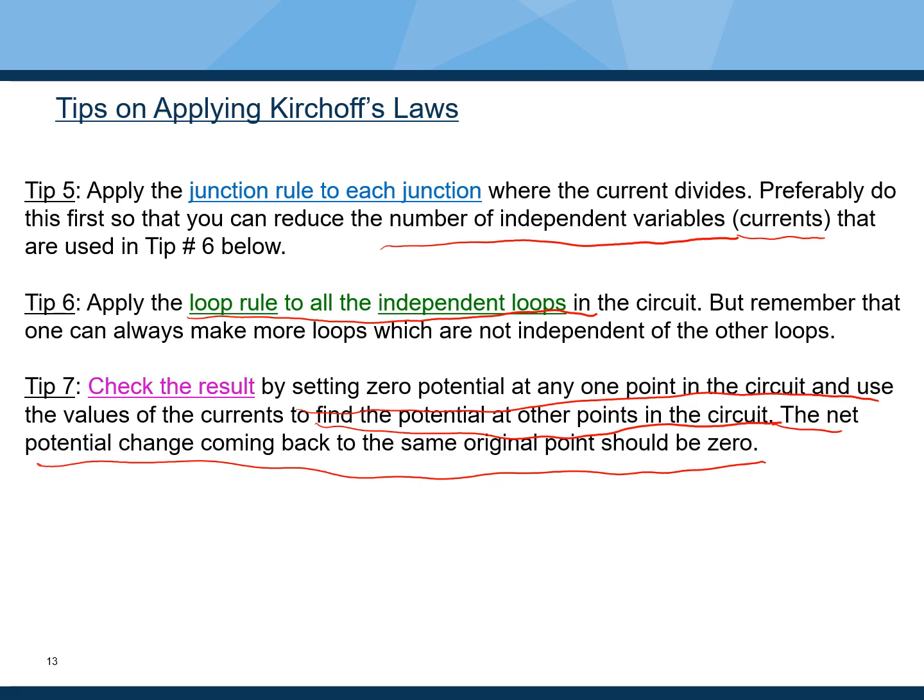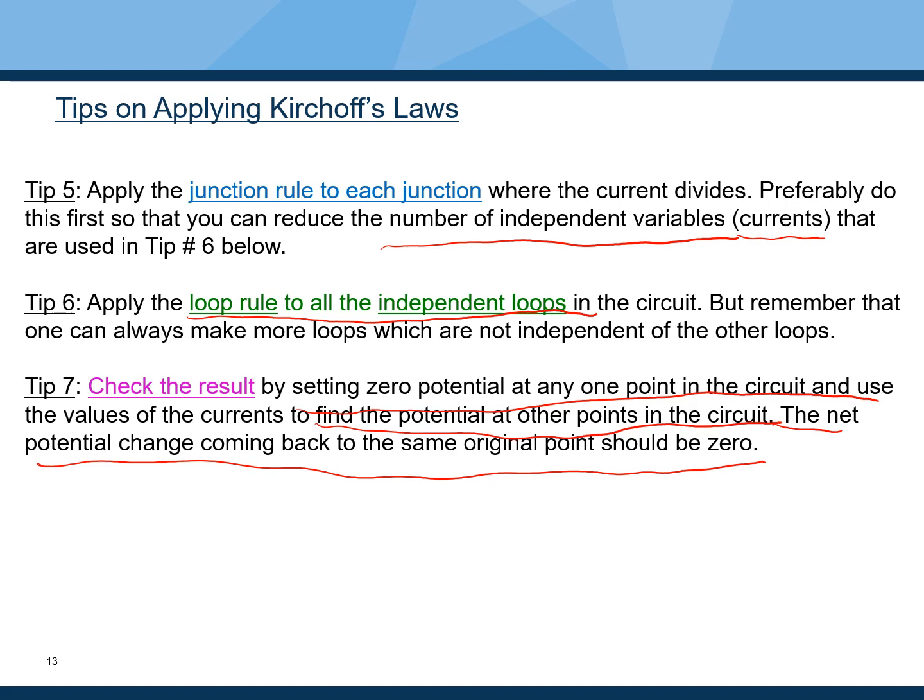Then we've actually gone ahead and gone through these very important tips. I cannot stress the importance of these tips. Tip number one: replace any combination of resistors that you can in series and parallel by an equivalent. Tip number two: in each branch of a circuit, choose a direction for the current, and don't be afraid if that number turns out to be negative. It just means that the actual direction of current is opposite.